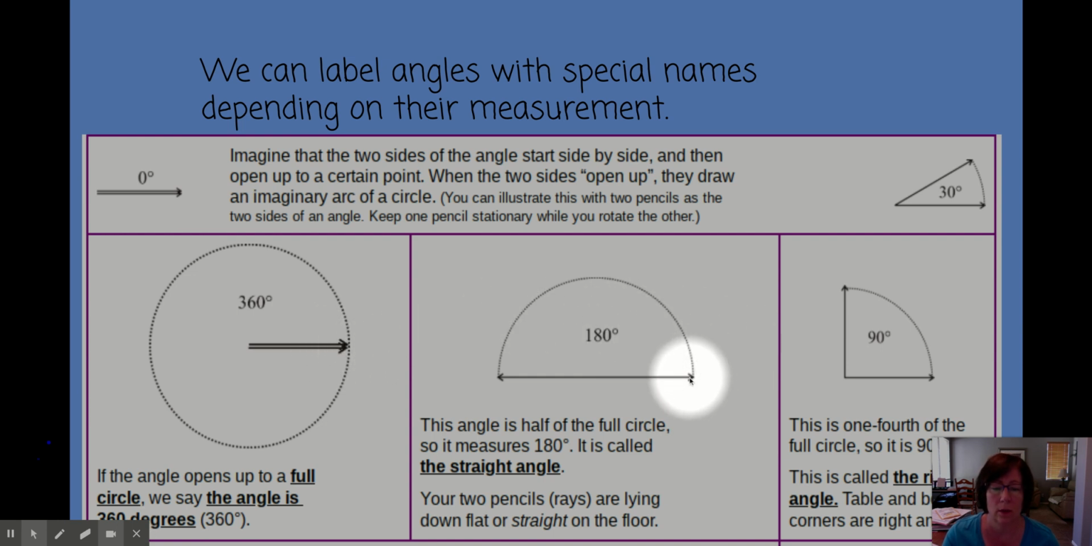Now, if I take one of the rays like you had made with your two sticks, and I moved it halfway around the circle, this straight angle measures 180 degrees. And then finally, if I put my two rays just like this to make an L, that measurement is exactly 90 degrees. So when we're measuring angles, we're actually taking a measurement inside this angle right here.